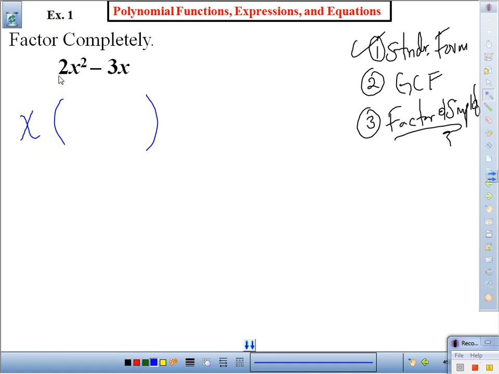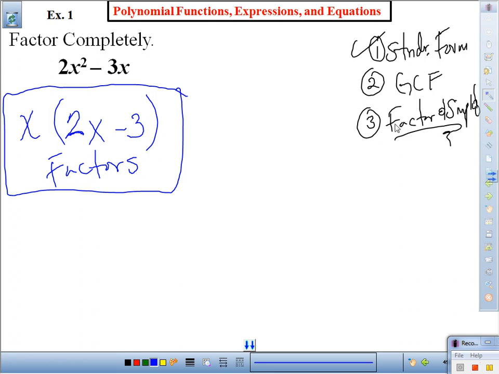So therefore, 2x squared divided by x leaves us with 2x. Negative 3x divided by x, that leaves us with negative 3. What we just did, we used the GCF to factor. Let's double check to see if we can factor now inside of here. Can we do anything else in here? No. If we can't, then we are done. These are our factors. But make sure at the end you check again for factoring.